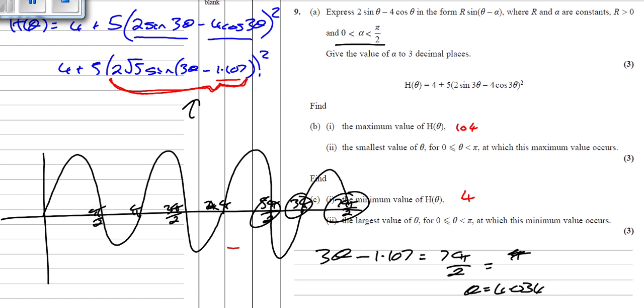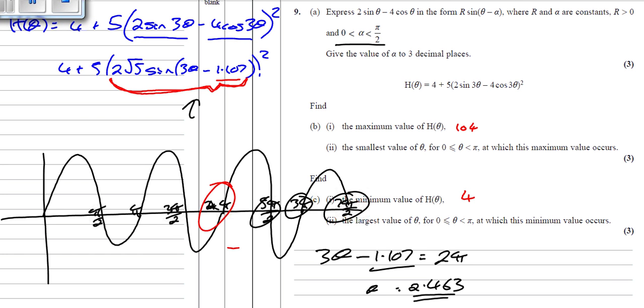You can keep on trying it, but then if you come across 2 pi here, and we set 3 theta minus 1.107 equal to 2 pi, if we then add 1.107 and divide by 3, we should get theta equaling 2.463. And that will give you the answer. So well done if you managed to do all those.